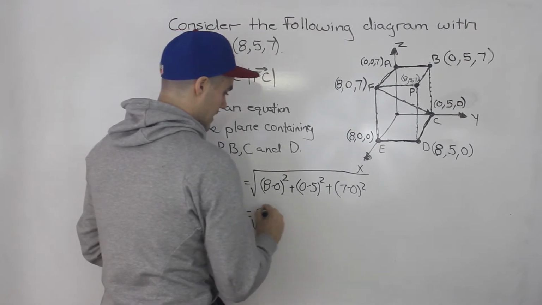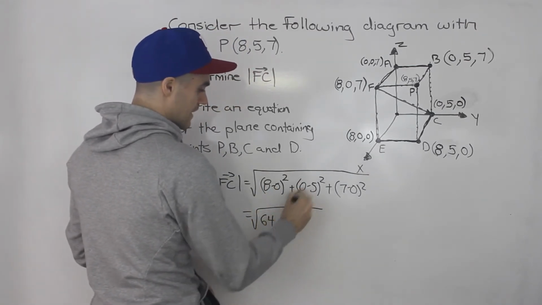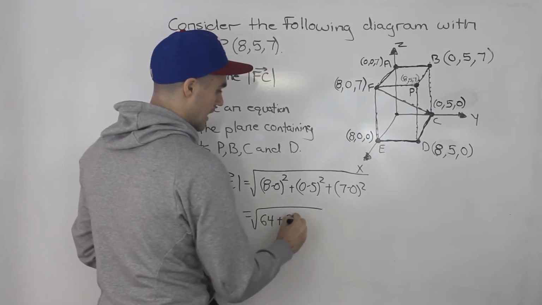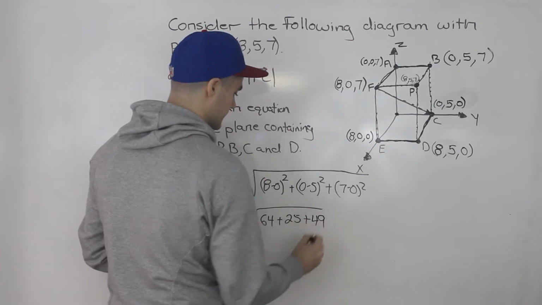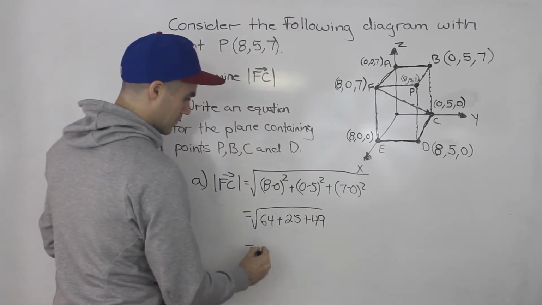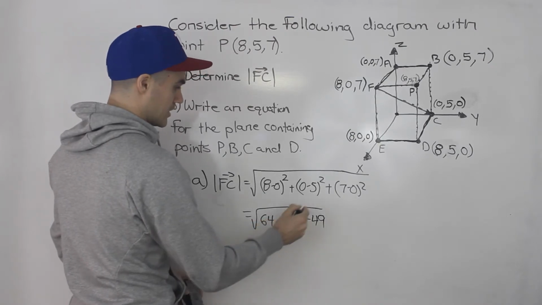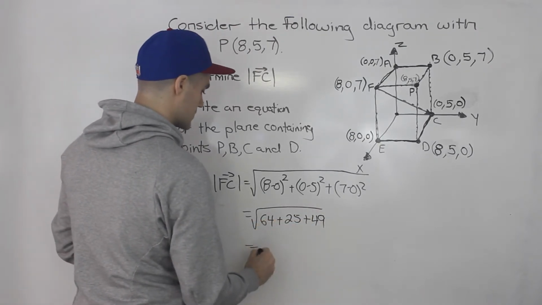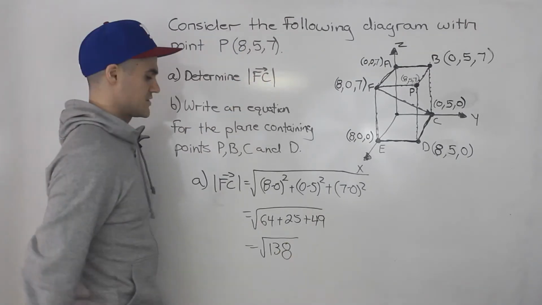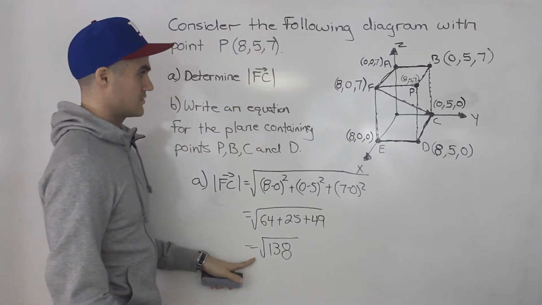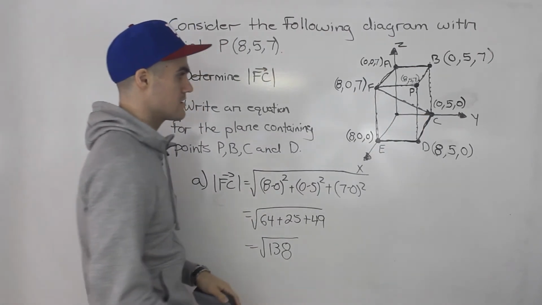So what do we get here? Well, 8 minus 0 squared, that's 64. Negative 5 squared, that's 25. And then 7 minus 0 squared is 49. So when we add up all these, what do we get? We'll get 89 plus 49, which would give us the square root of 138. So that there represents the magnitude of vector FC. So that's the answer to part A.